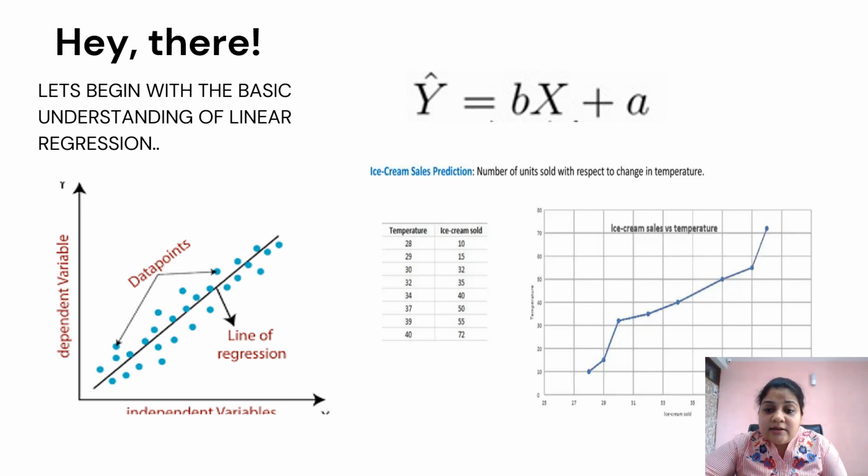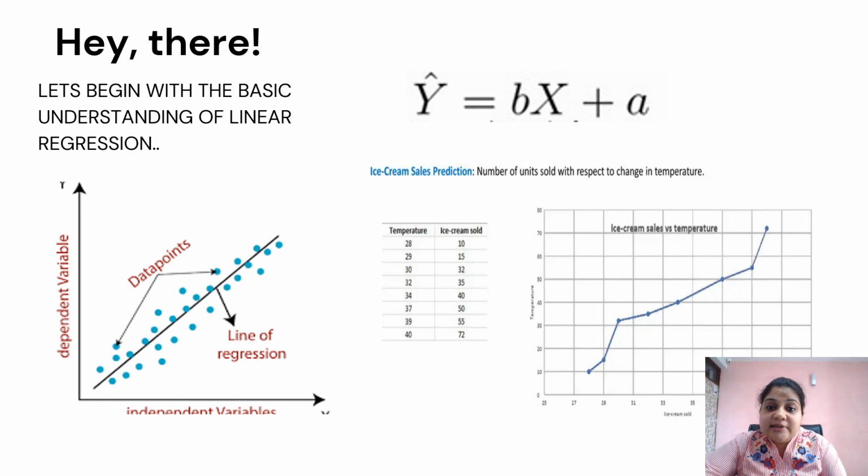We can see that the number of ice creams sold clearly depends upon temperature. As the temperature rises from 28 to 40 degrees, the number of ice creams sold also increases from 10 to 72. So that means the number of ice creams sold increases with the increase in temperature.